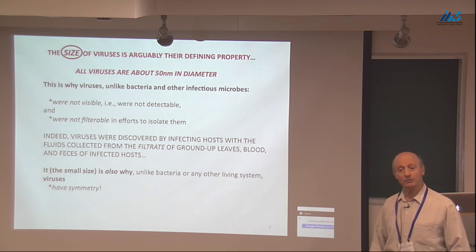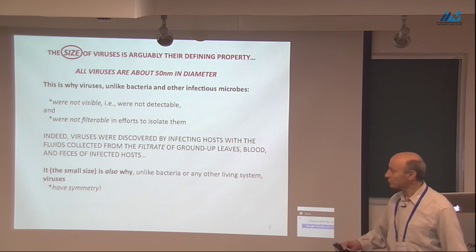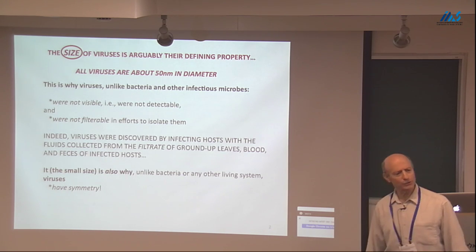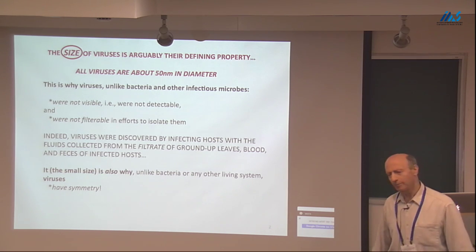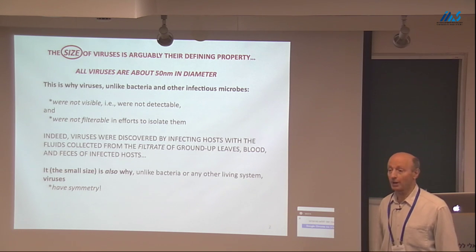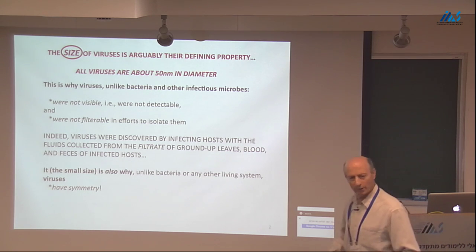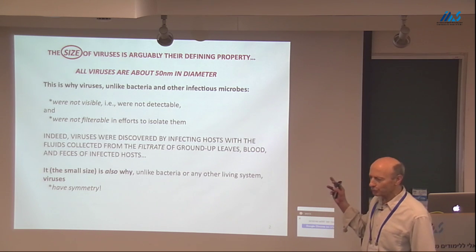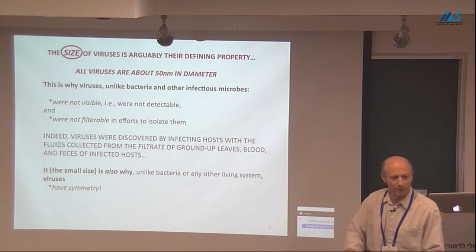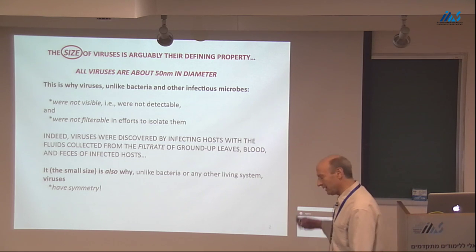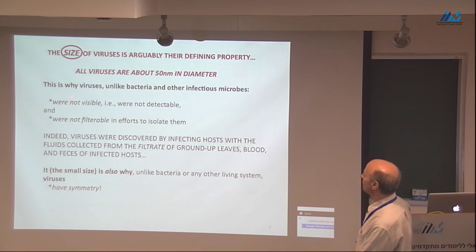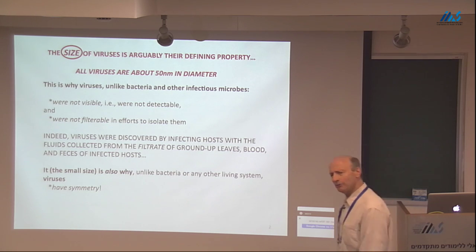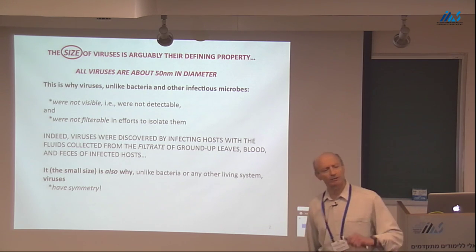Bacteria are microns in size. You can see them. Viruses you can't see; you have been able to see them only for less than 100 years. You need to have a better than optical microscope. Even with super resolution today, you can't see something that's 20, 30 angstroms, nanometers in size. So they weren't visible. And related to their small size, they weren't filterable.